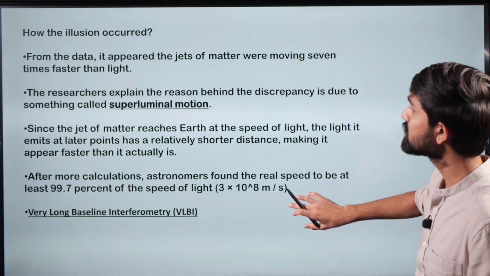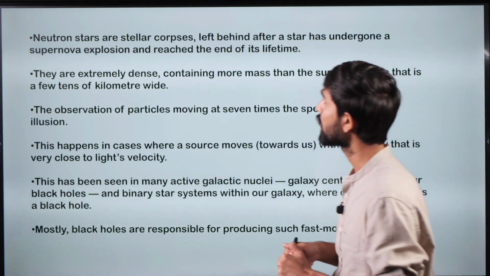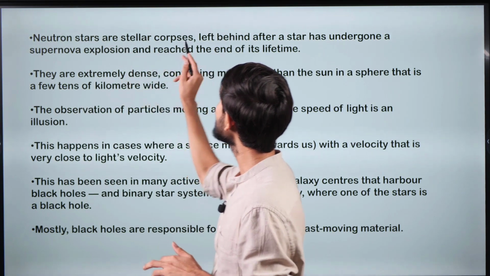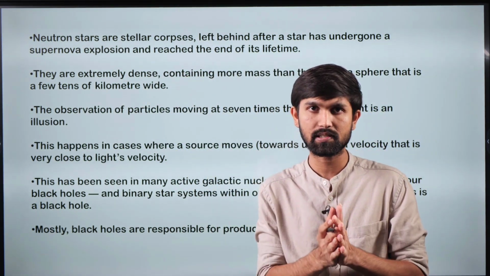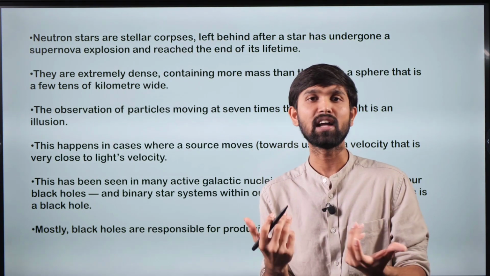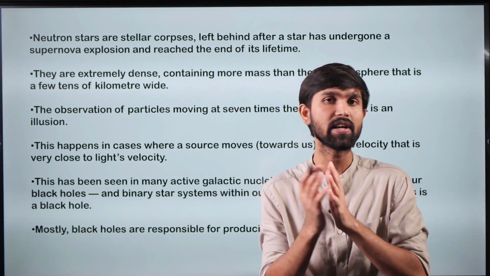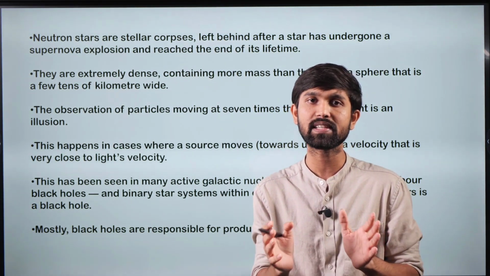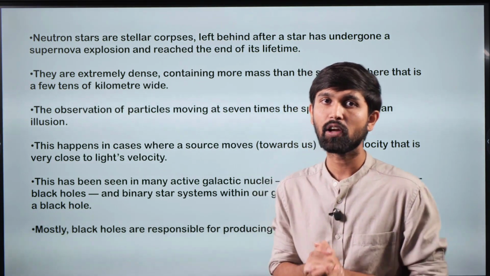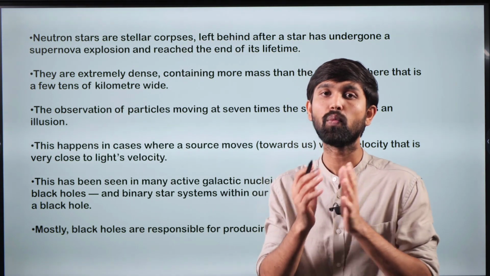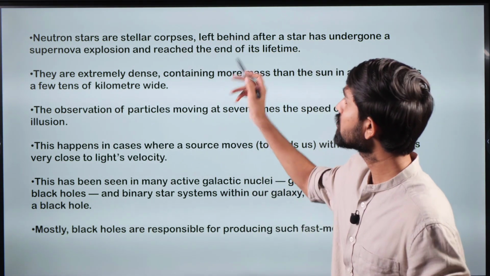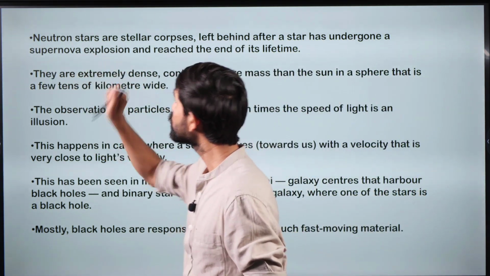So what are these neutron stars? Let's take a look at it. The neutron stars are stellar corpses, which means that those stars, like our sun is a star, similarly in other solar systems there are different stars. Whenever a star runs out of its energy and is dying, and it explodes via supernova explosion, those kinds of stars are known as neutron stars.